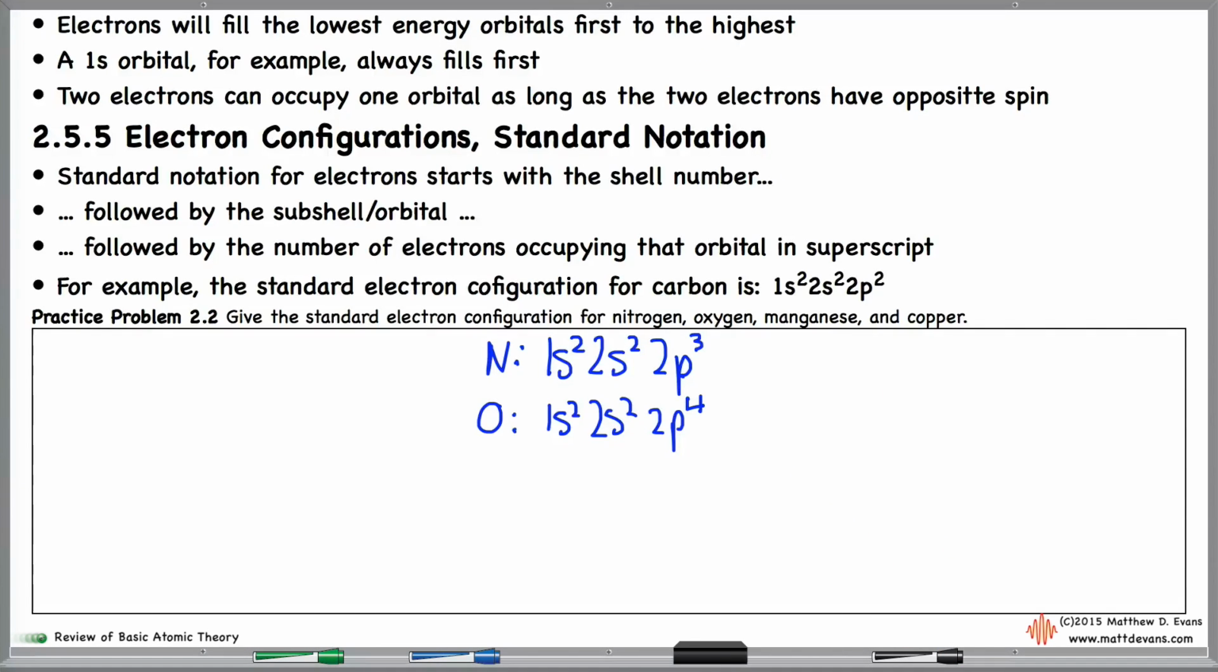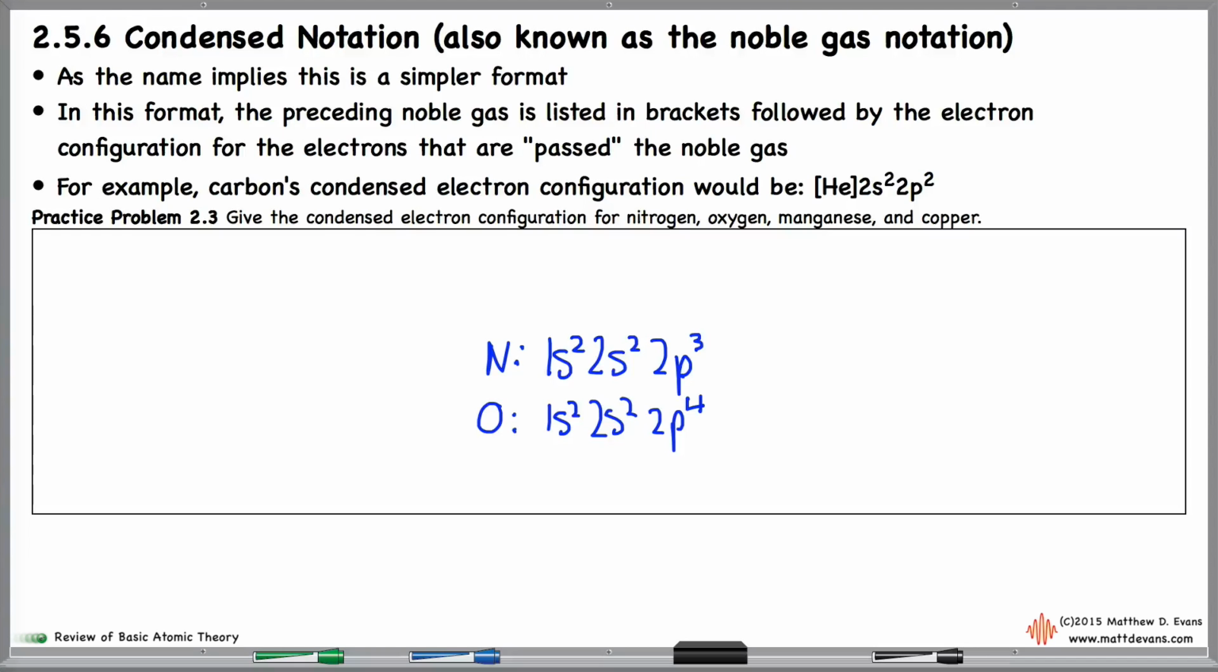All right, so I don't think I'm going to clear the screen at this point because I think the next thing we'll take a look at is the condensed notation, so I'll just go ahead and leave this right on screen. The condensed notation is also known as the noble gas notation, so I'm sure you remember how to do this from general chemistry, but if not, take a look.